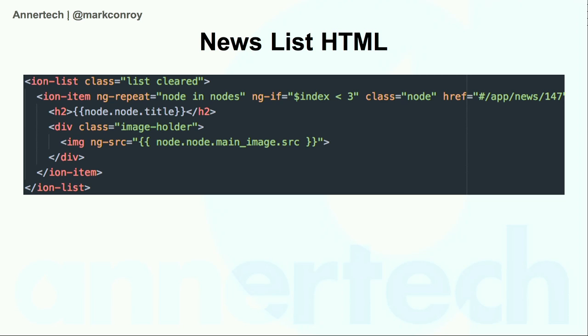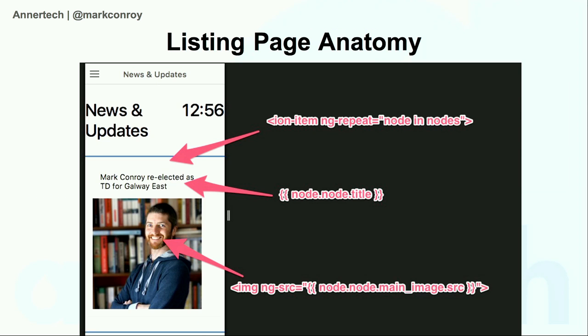So for the first 3 options, I'm going to use this template. And under this, I can have the same thing and say for anything post 3 options, give me a slightly amended view. So on this one here, give me the node title in a H2 element, and give me a div then that has a class of image holder and has an image. And then after that, I'll have just H2s just for my list. And that's basically your news listing page.